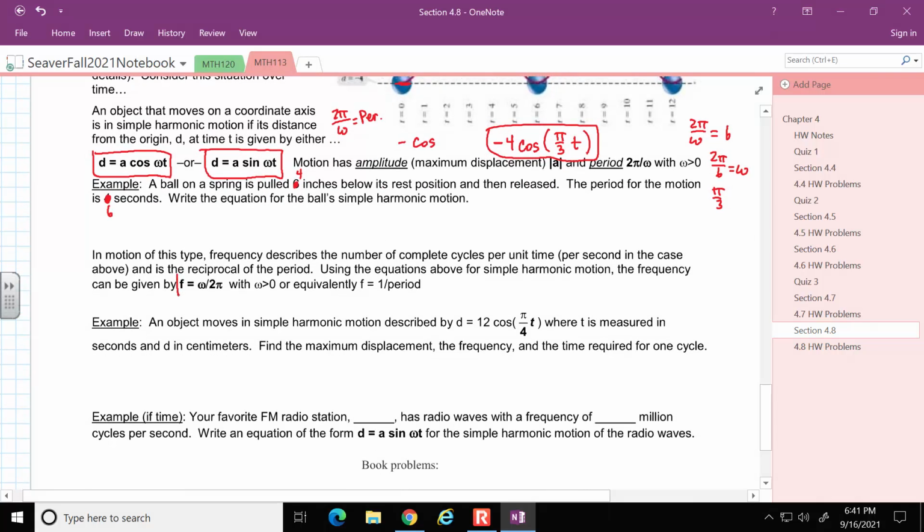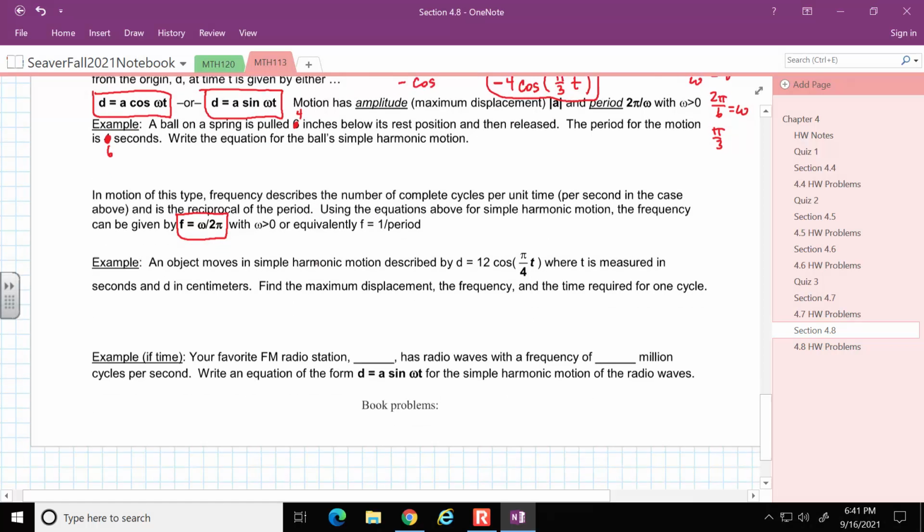Frequency for a sine and cosine is given by omega divided by 2 pi. It makes sense if you think about it: your period is 2 pi over b, or omega, so the frequency is 1 divided by the period. So we can determine some things.